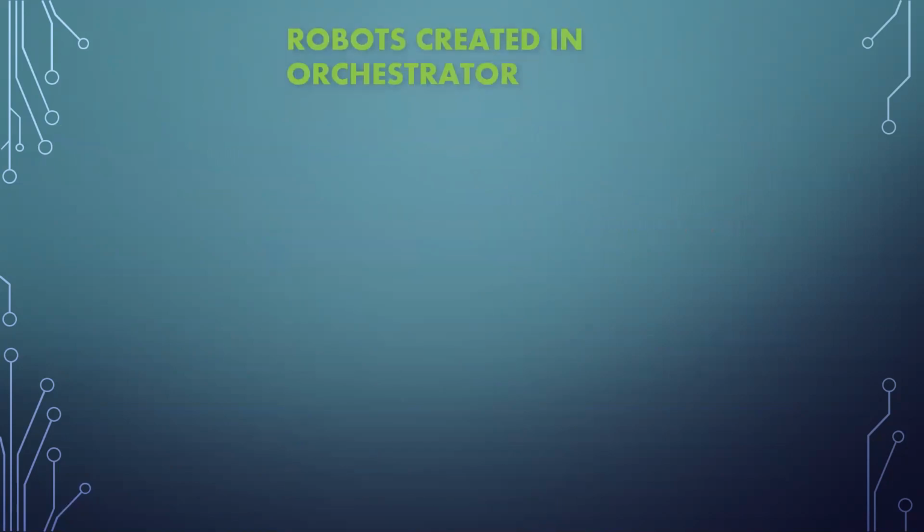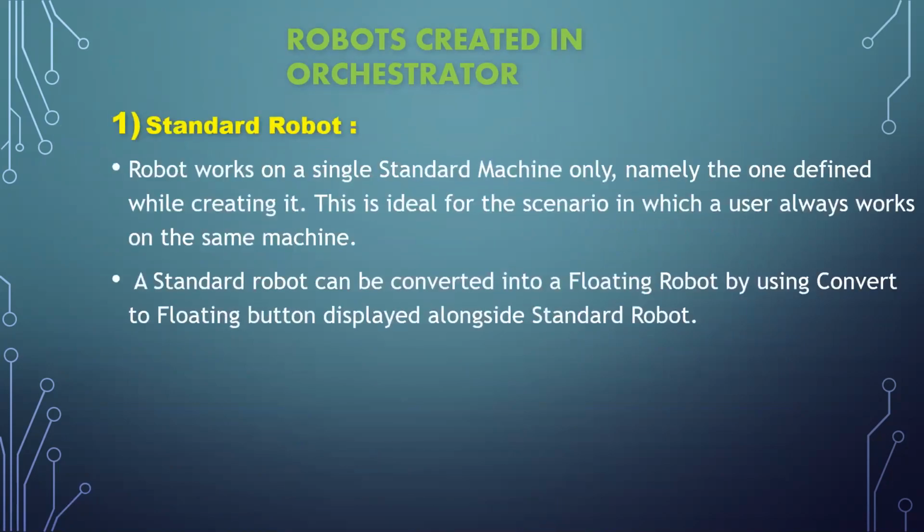So what kind of robots can you create in the Orchestrator? So first is standard robots. A standard robot works on a single standard machine only, namely the one defined while creating it. This is ideal for the scenario in which a user always works on the same machine. A standard robot can be converted into a floating robot by using the convert to floating button, which is displayed alongside the standard robot. And this kind of robot is useful when the user uses the same machine every time, right?